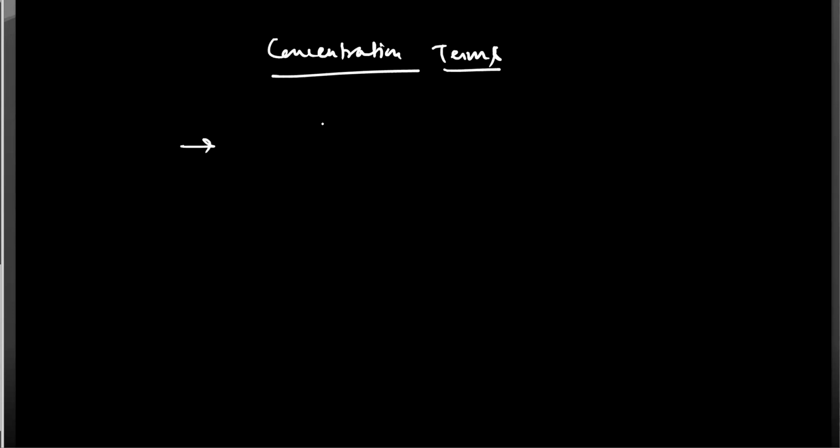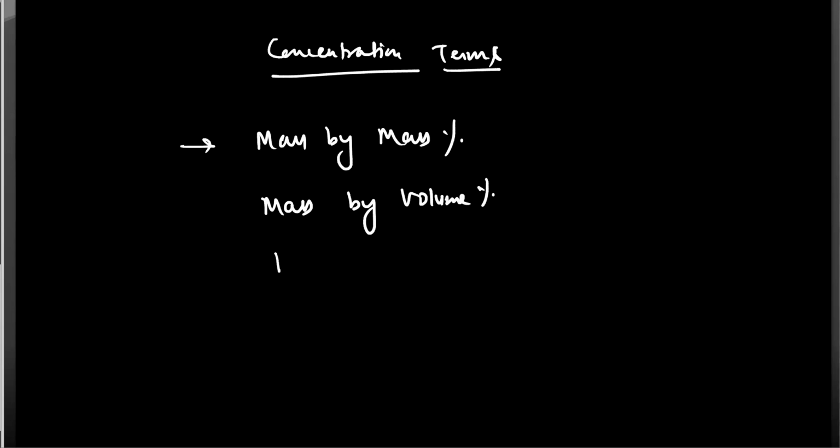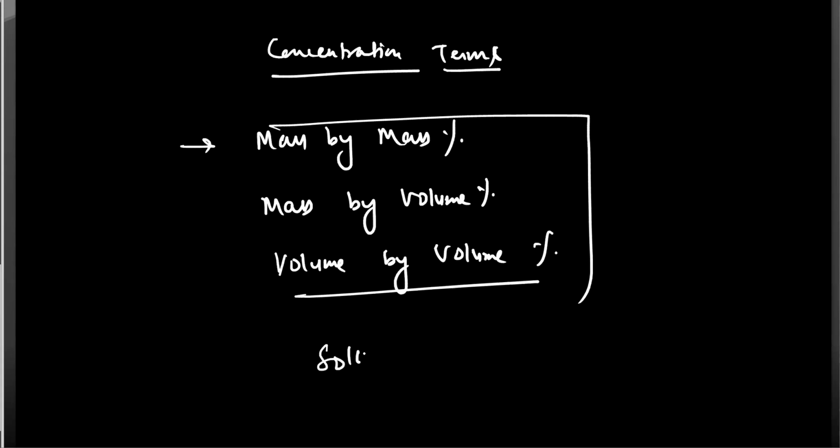So there are three types of terms that we're going to study in the next class: mass by mass percentage, mass by volume percentage, and volume by volume percentage. These three terms are important. The fourth one is solubility. In the next class will be the numerical portion, because the separation techniques have been removed from this chapter according to the NCERT and CBSE syllabus. So we're going to discuss the topics that are coming in the examination.